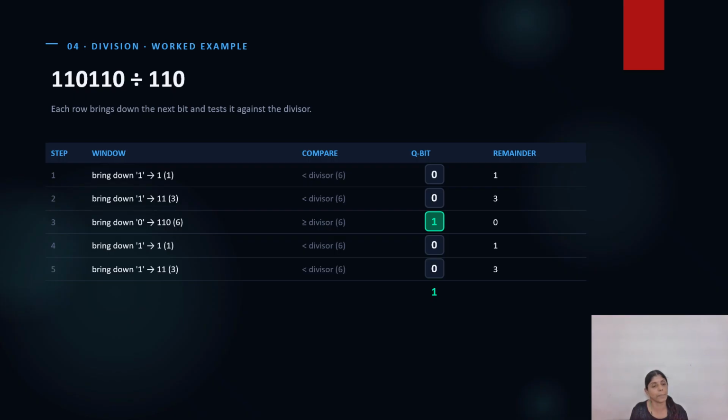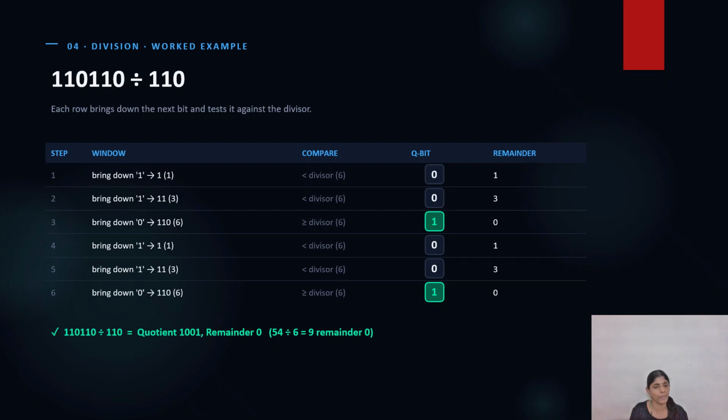In the next step, step 6, bring that 0 also. Now what is your value? 110. Whether 110 divided by 110? Yes, it is greater than or equals to. So the quotient is 1 and remainder is 0. Right? Now check what is your quotient? 1001. What is your remainder? 0.